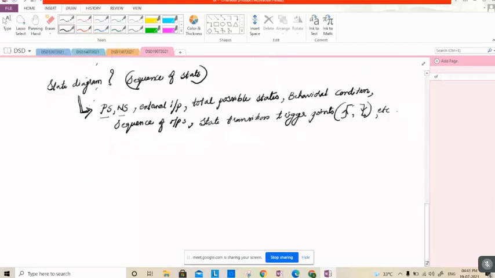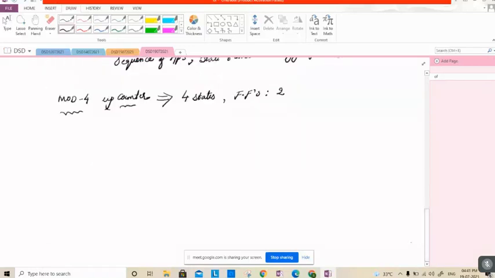Now, if it is a mod 4 up counter, I'm just revisiting the previous class so that you will understand things more clearly. Mod 4 counter, in the sense, how many states will be there? 4 states. How many flip-flops are required? 2. The minimum number of flip-flops is 2. With 4 also we can do it, but the minimum is 2. With 2 flip-flops we can do it.